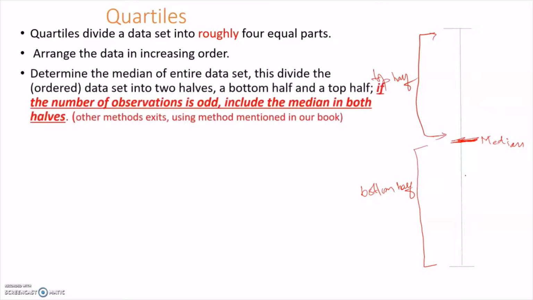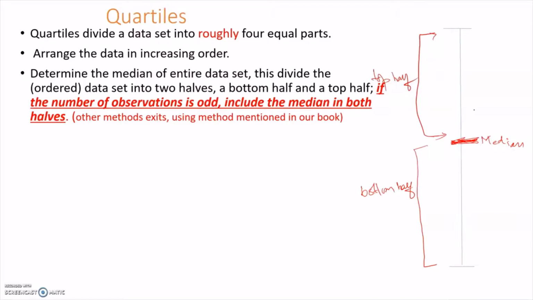Now, this is exactly what I told you. We find the median of the entire data set. Now, the question that comes to mind immediately is, okay, you have divided your data into 2 halves. What is the status of this median? Does this median belong to the bottom half, or does this median belong to the top half? This is the question which I'm about to answer now.